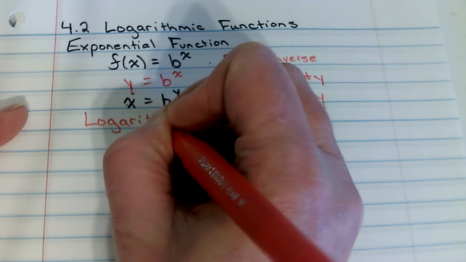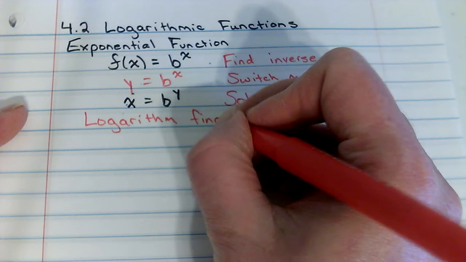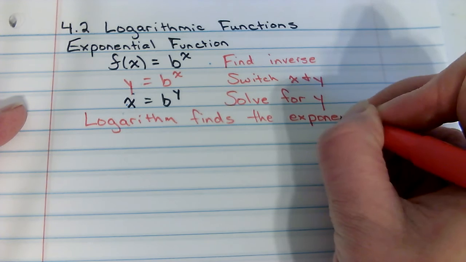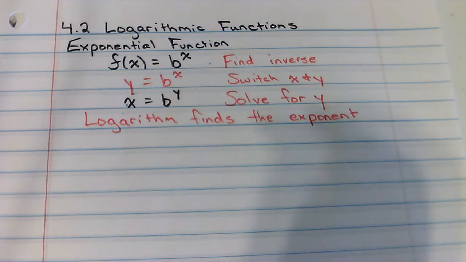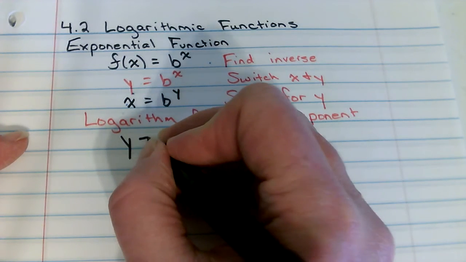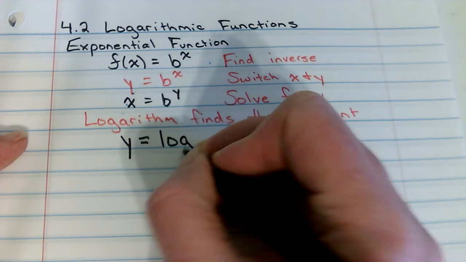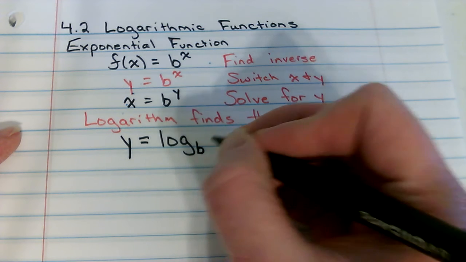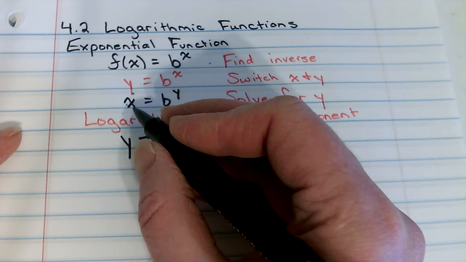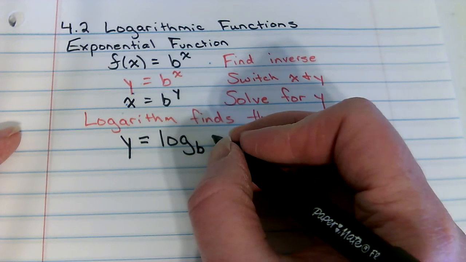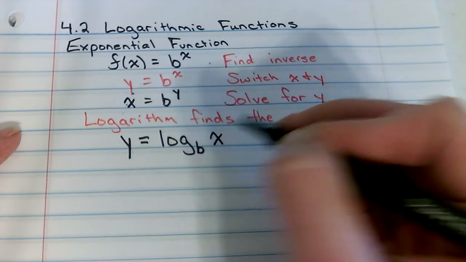A logarithm finds the exponent. So the answer to a logarithm is always the exponent. So the way it would work is that exponent, the y, is the answer to the logarithm. Now we have to tell the logarithm what base we were using, so that's a little subscript there, and we have to tell it what we want to get from that base to that exponent. So we have to give it that x value.